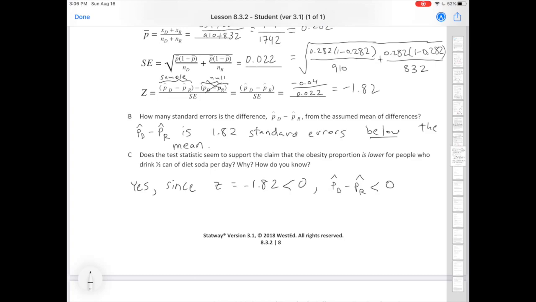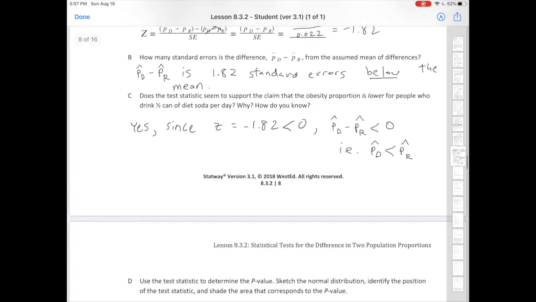Again, if that happens, right, then that means that PD hat, i.e., PD hat is less than PR hat, right? If that happens, then that means that the diet soda drinkers have a lower obesity proportion than the regular soda drinkers, right? And that's exactly what they are asking.